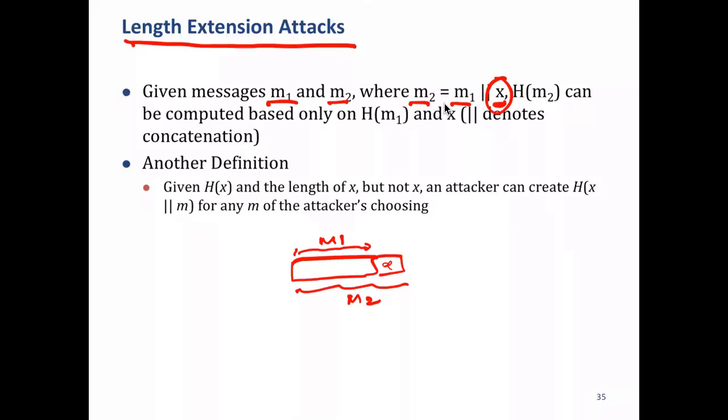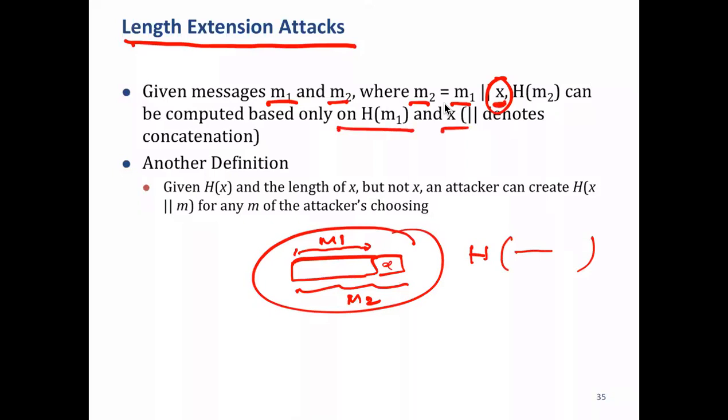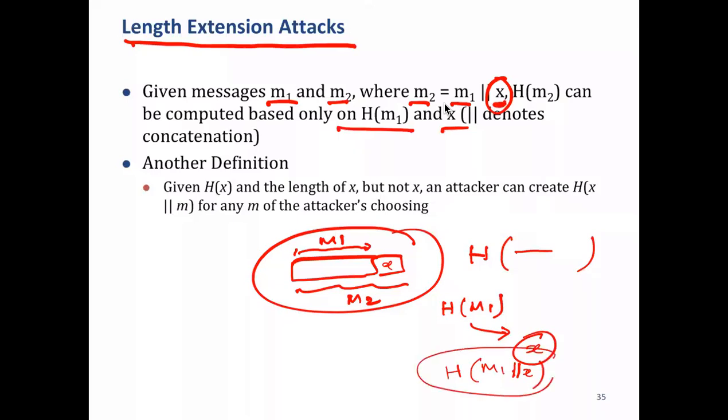So now it says that H(M2), the hash of this concatenated message, can be computed based only on H(M1) and X. Now H(M1) is known to the adversary. So if the adversary also knows X, then from that she can find out H(M1 concatenated with X). How it can lead to some weakness, you'll have to think.